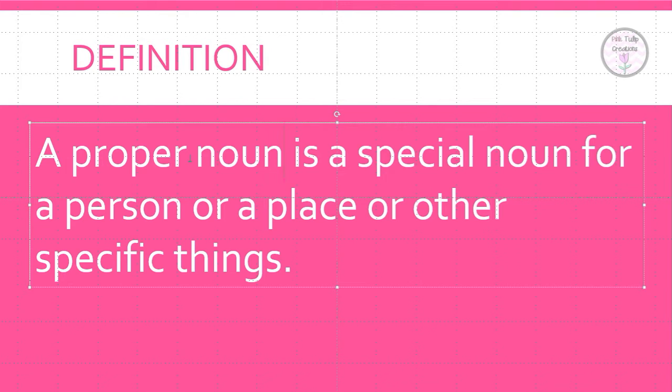So that's why we have to have a capital letter to start our proper noun. It's something special. It's something really specific. It's not so general as a common noun. Alright, and we'll have a look at some examples to try and get your understanding a little bit better.